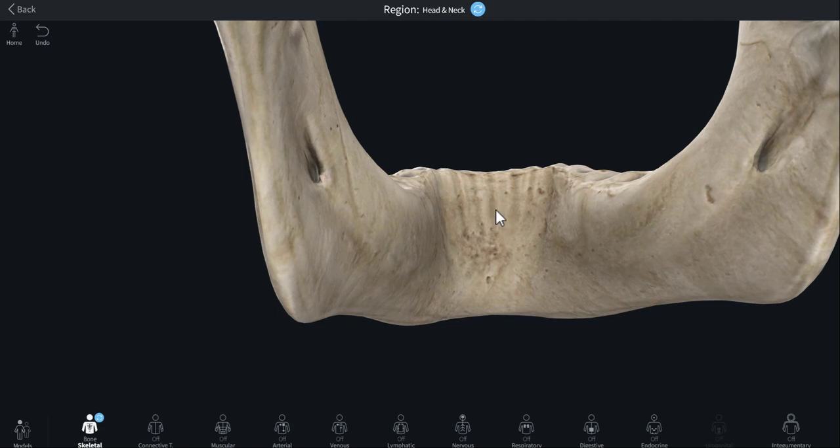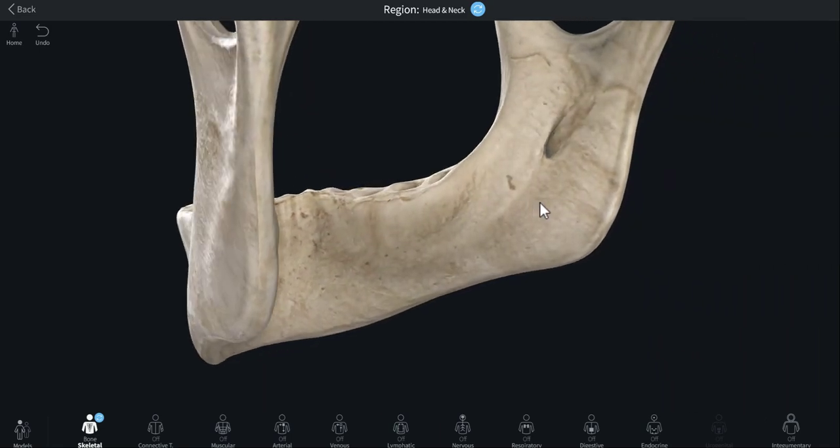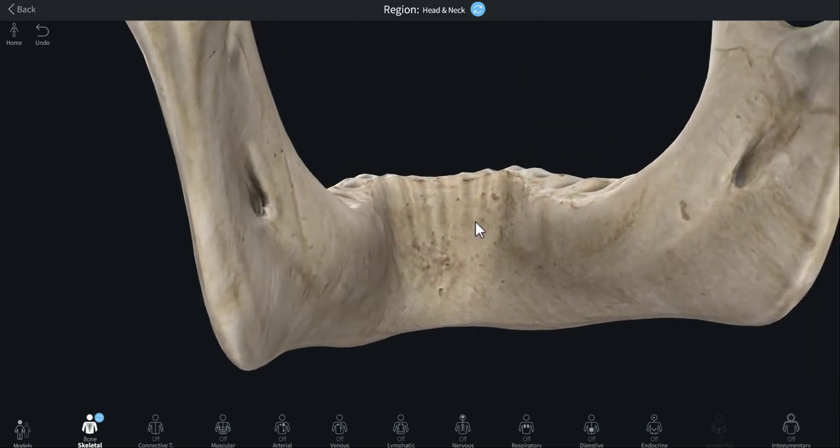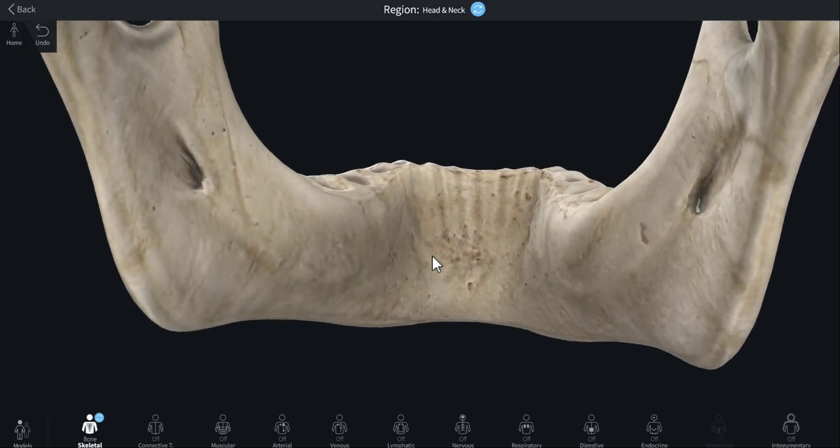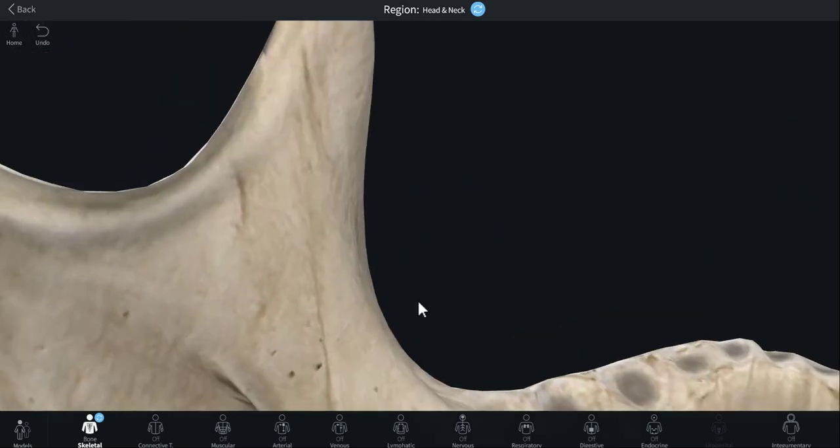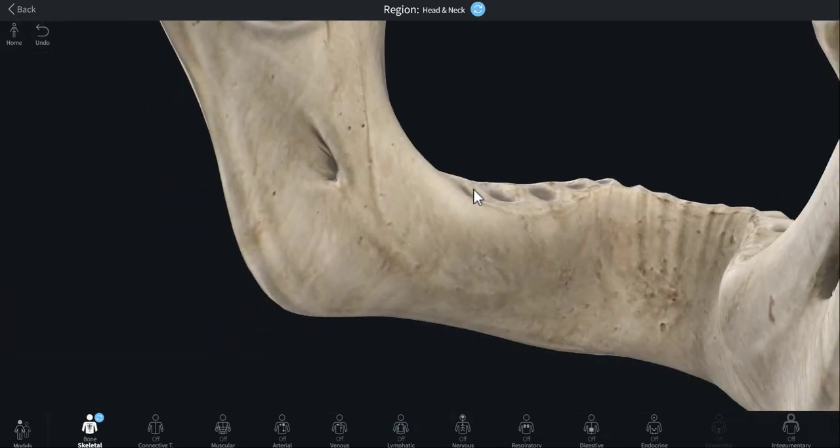See, it's just like we studied about the oblique line externally. There is also another line internally, and that is known as the mylohyoid line, which is running from below the internal part of the symphysis menti to the third molar here, somewhat like this. All right.